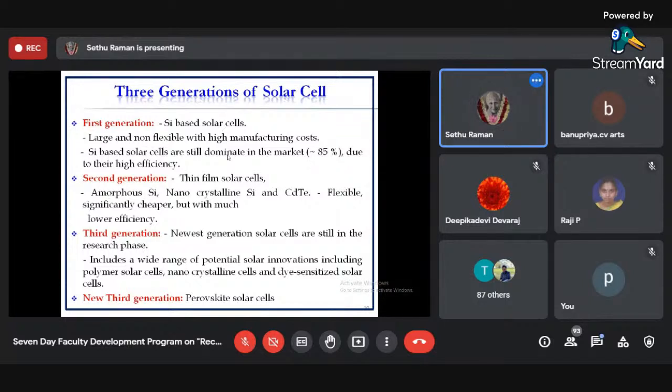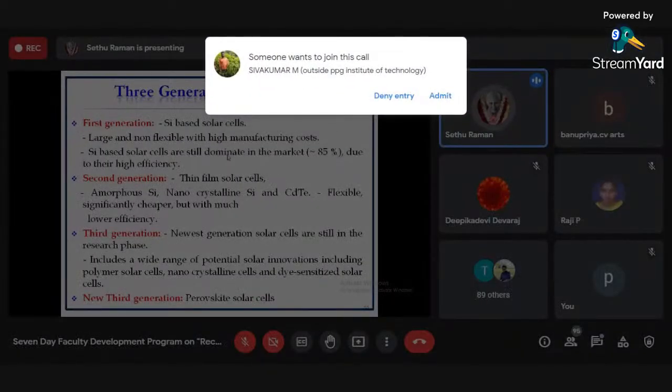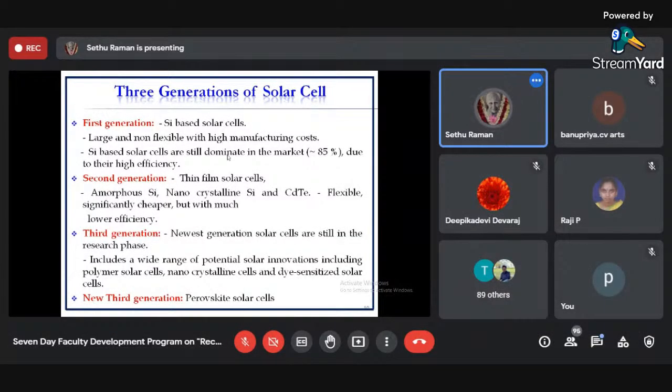Third generation, the newest generation of solar cells, is still in the research phase. In this generation there are dye-sensitized solar cells, polymer solar cells, and organic solar cells based on small molecules and polymers. Organic solar cells are much cheaper in production, but efficiency-wise we cannot compare them with silicon-based solar cells.